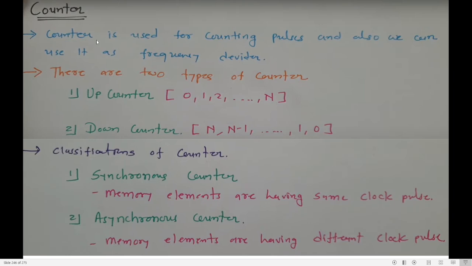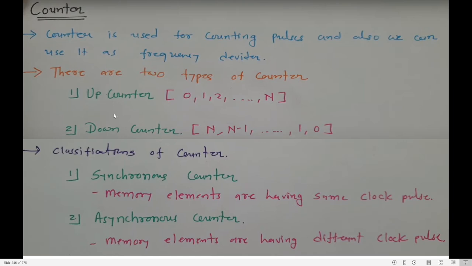So what is a counter? Counter is used for counting clock pulses. Counter is used for counting what? Clock pulses. It is also used as a frequency divider. In the next coming slides, we will see how it is used as a frequency divider. But now you need to remember that it is used to count what? Clock pulses.